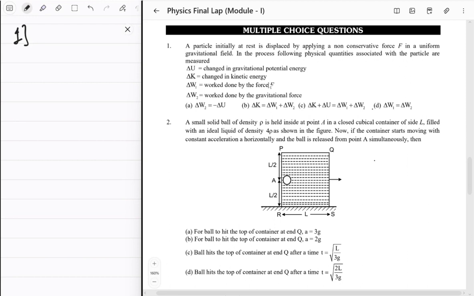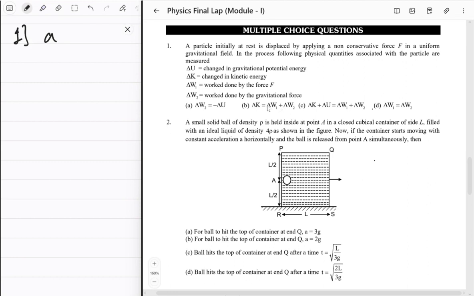So what do we have to do? Work done by the gravitational force. So delta W2 is equal to negative delta U. That's of course correct, so A is correct. If your potential energy decreases, then the work done by gravity will be positive, right? Delta K is just W1 plus W2, right? So B is the answer.